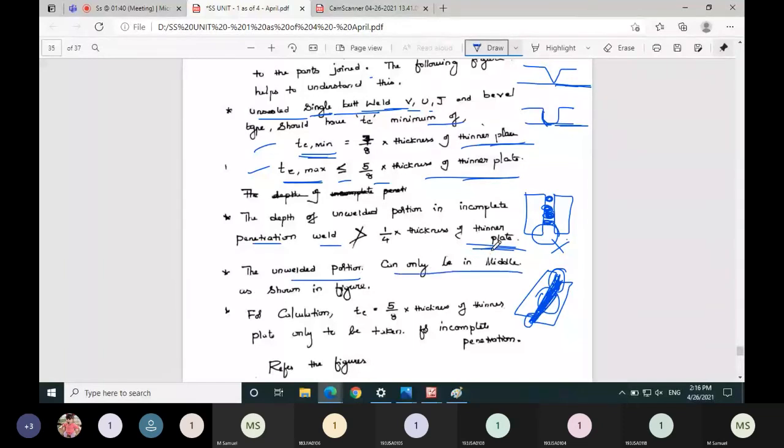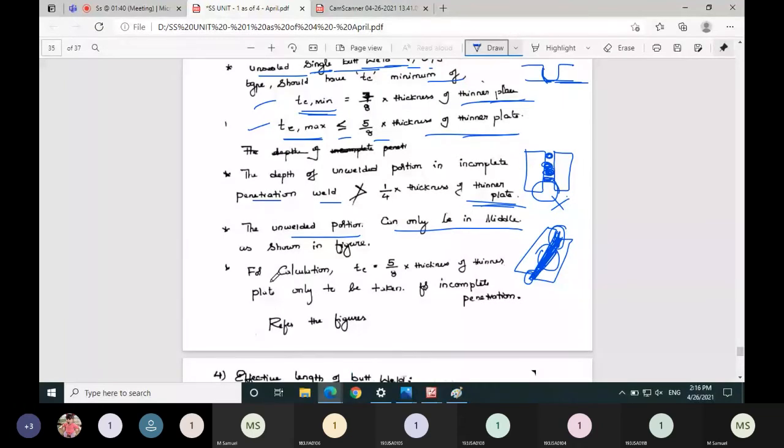Okay, and next, for calculation, T is generally taken as 5/8 of the thickness of the thinner plate. And the T maximum limit should be less than or equals to 5/8 by thickness of the thinner plate. So mana design change chestamante thickness of the throat ni manam maximum limit ki equal ga teesestunta anamata calculation.